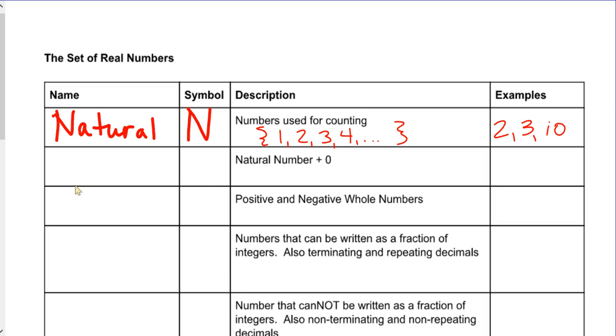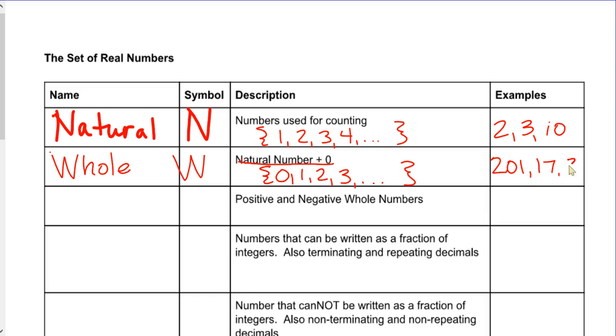Now, if I take the natural numbers and add 0 to it, now I get another set. So if I do 0, 1, 2, 3, continue on, then that is what we call the whole numbers. So the whole number set, usually referred to with a W, and so we could do 201, 17, I don't know, 35. Those are all whole numbers. Don't forget that 0 is included.